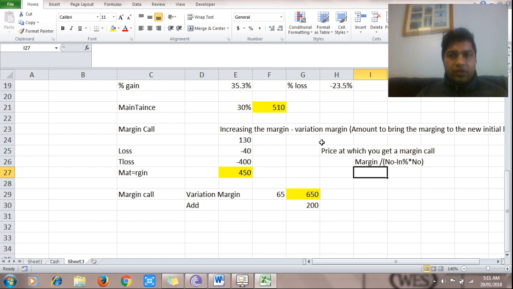That's okay. So we were discussing the price at which you get a margin call when you do a long trade in margins. So the formula is the total amount of margin, divided by the number of stocks, minus the initial margin multiplied by the number of stocks. So let us key in some figures and understand it.